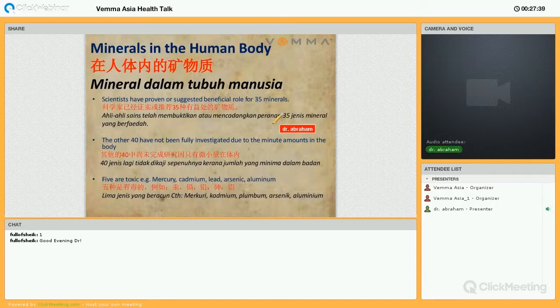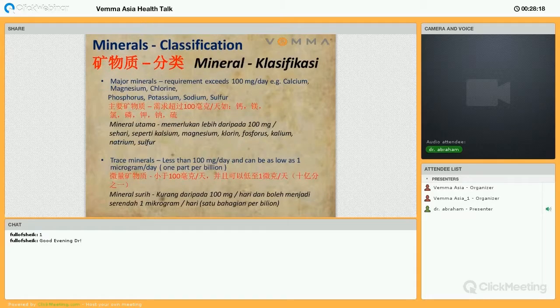So we are looking at 75 minerals. 35 have beneficial effects. 5 we don't need them, and the other 40 are being investigated. So from 75 now it drops down to 70 minerals, you can say. Let's move on to see further information on the minerals. You hear the word major minerals, trace minerals. Where do you draw the line? What is a major mineral? What is a trace mineral?